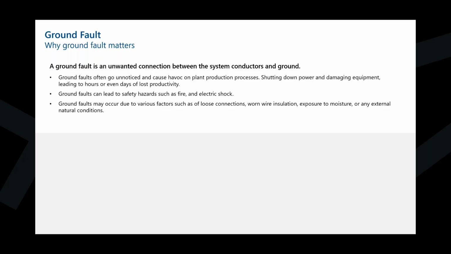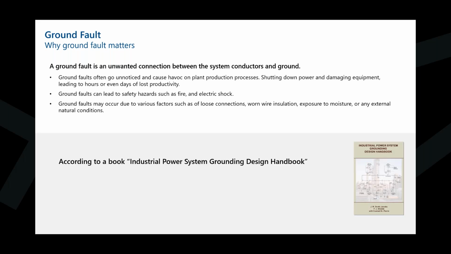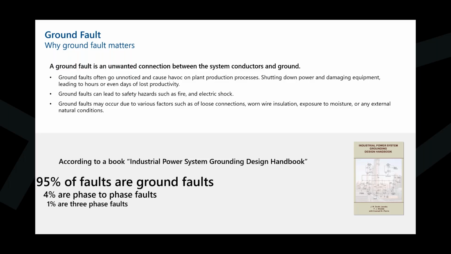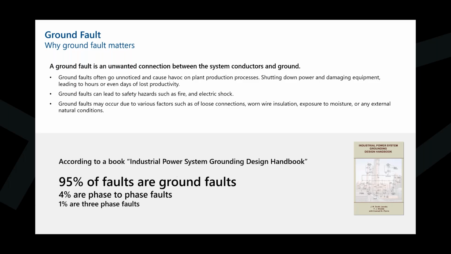It can also lead to safety hazards such as fire and electrical shock, and it can usually occur due to loose connections, worn wire insulation, exposure to moisture, or any external natural condition. Now, in the Industrial Power System Grounding Design Handbook, it indicates that 95% of electrical failures begin as a single phase to ground fault, with the remaining 5% consisting of 4% being phase-to-phase failures and 1% being three-phase failures.